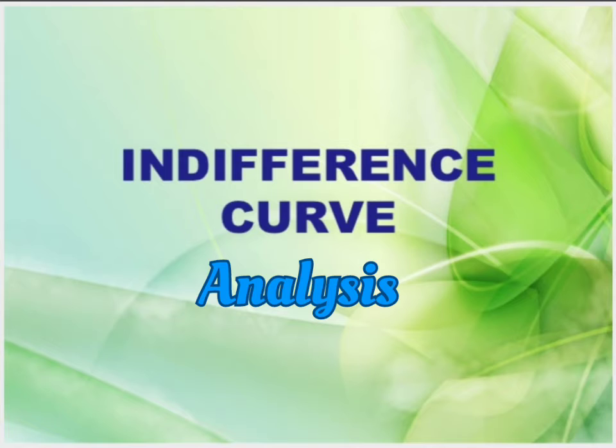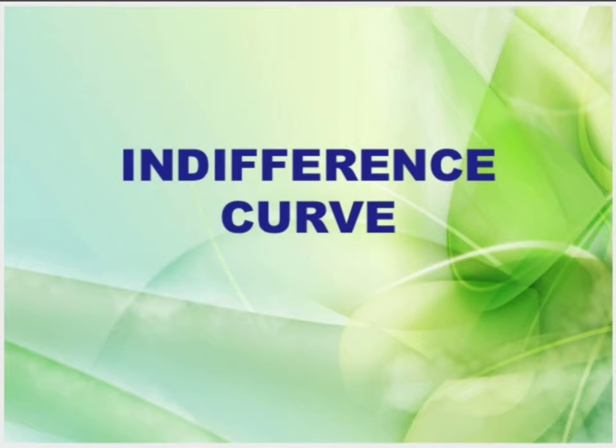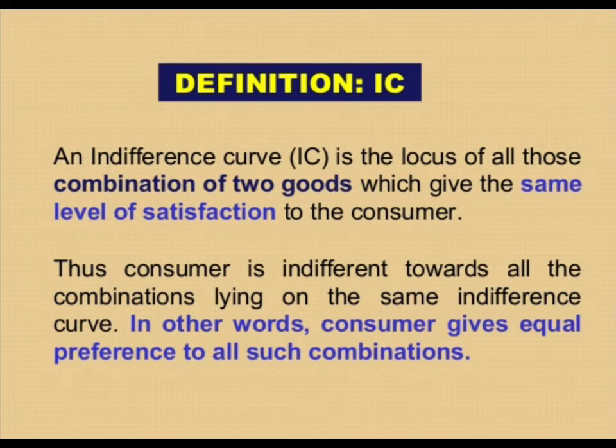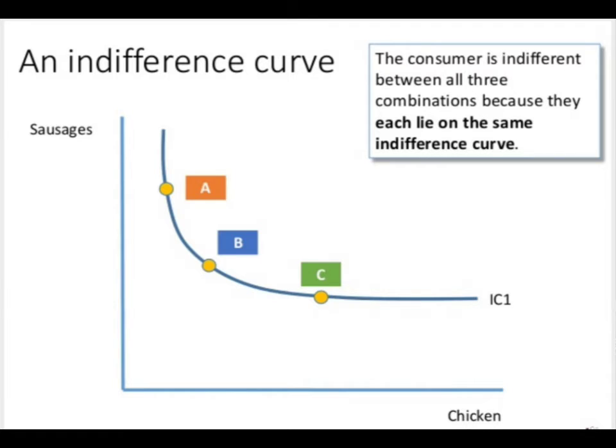Yesterday I took one online class regarding this video, and there I made them understand the definition. The definition says an indifference curve is the locus of all those combinations of two goods which gives the same level of satisfaction to the consumer. Locus means we take dots and join them with a line, that is known as a locus, and there we have a combination of two goods which gives us the same level of satisfaction.